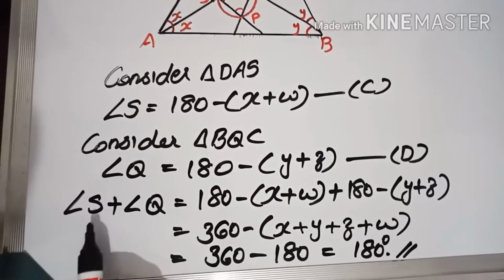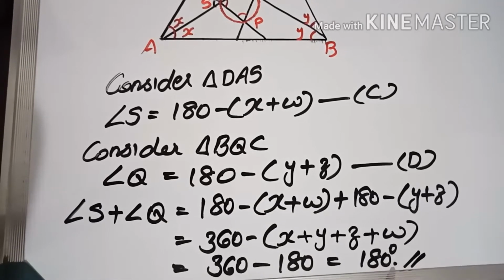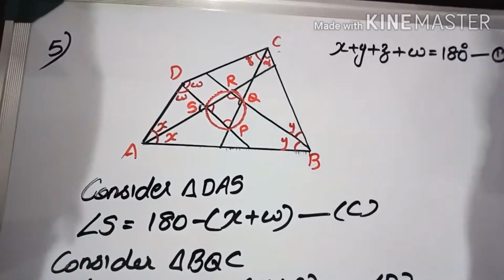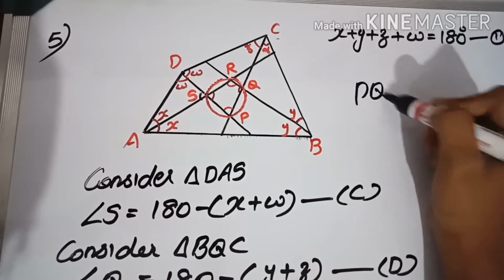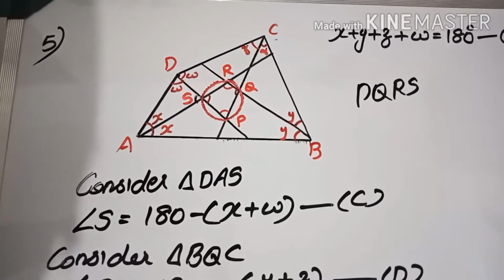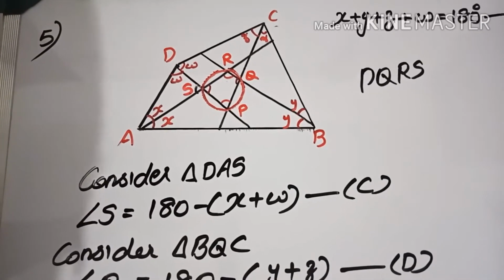So for the second pair of opposite angles also we got supplementary. So these two angles are supplementary and these two angles are supplementary, which means what can we say about the quadrilateral PQRS? Quadrilateral PQRS is a cyclic quadrilateral. So this is the proof.